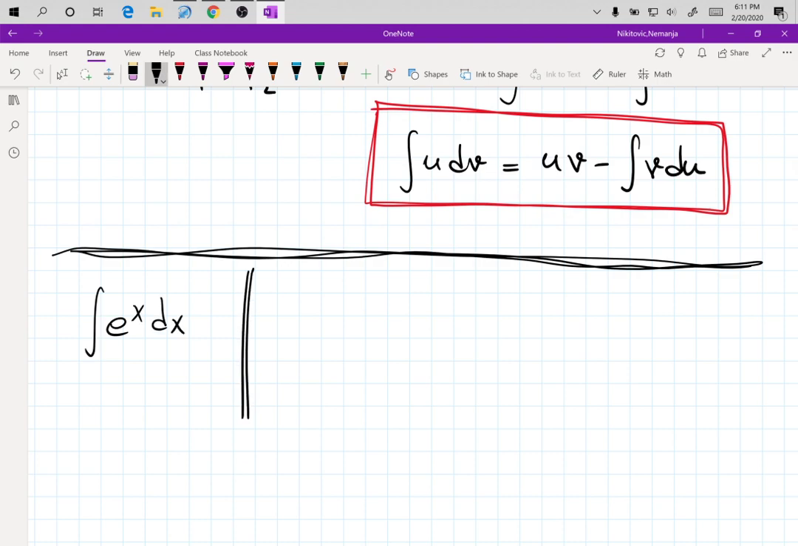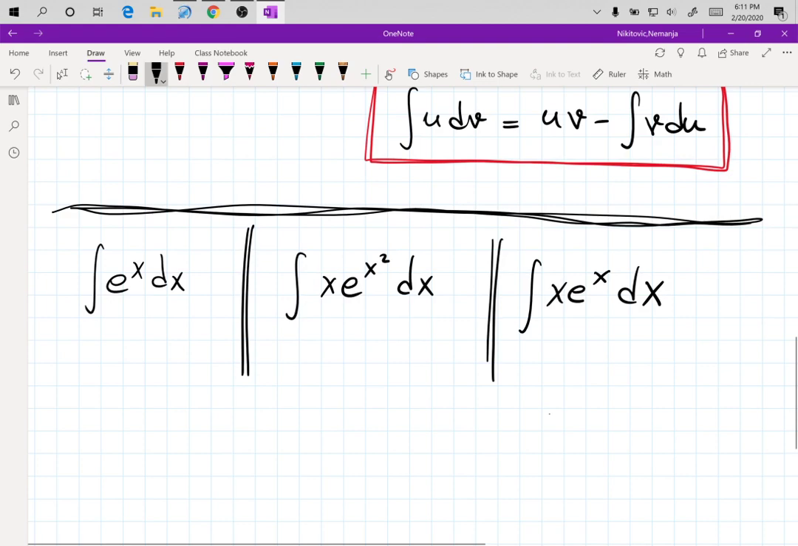Then we're going to have integral of x e to the x squared dx. Then we're going to have integral of x e to the x dx. Well, I guess this is enough, because the next one I would put you won't be able to solve in calculus anyway. So there they are, right? 3 integrals, and they're very similar.